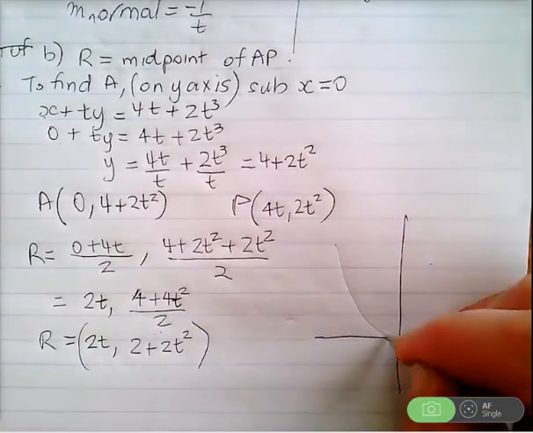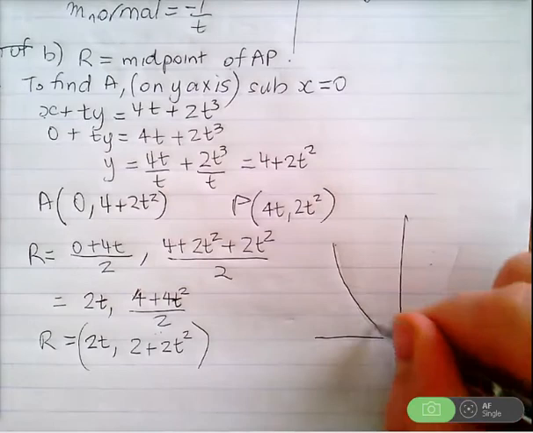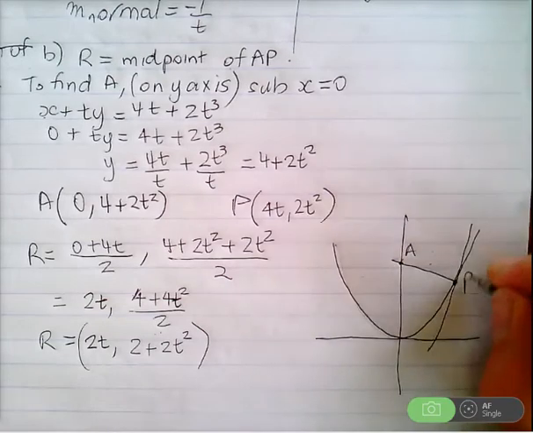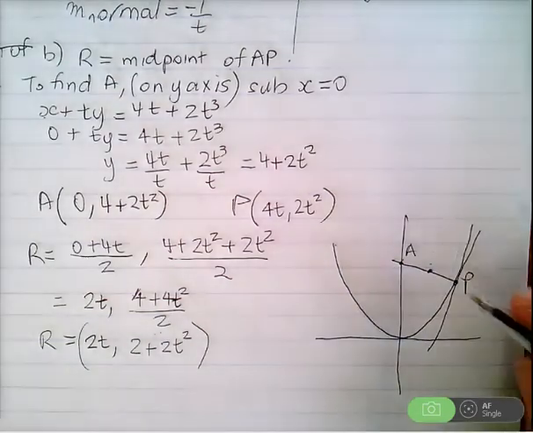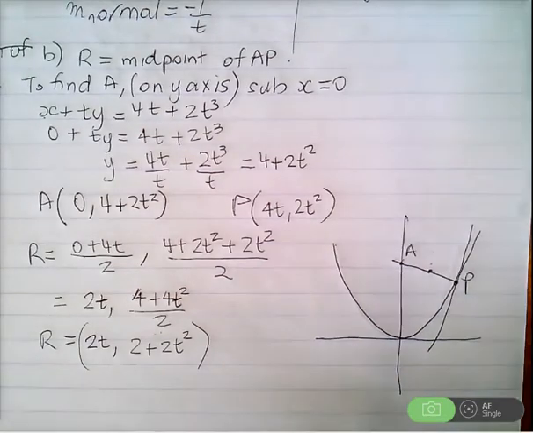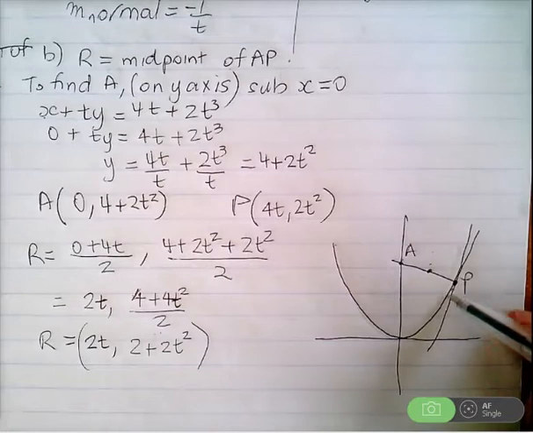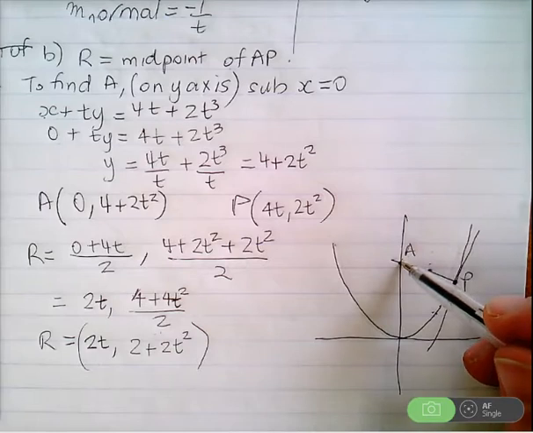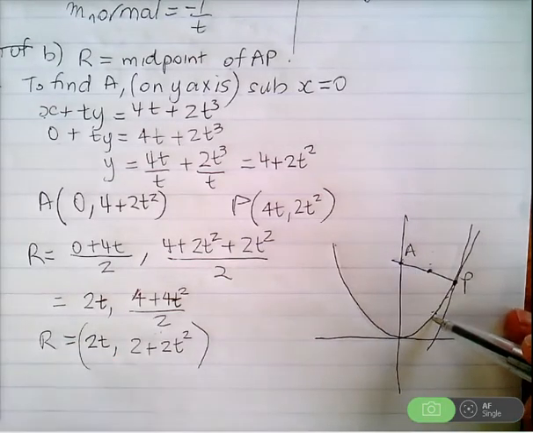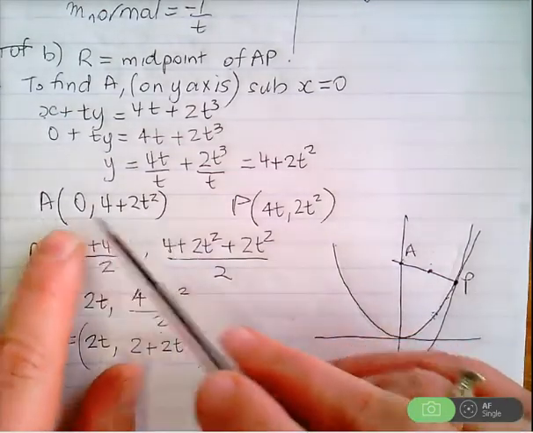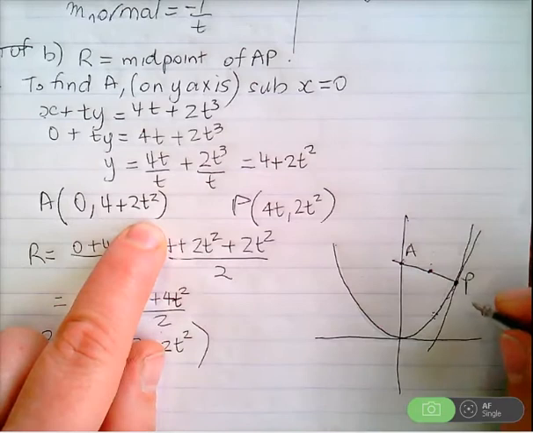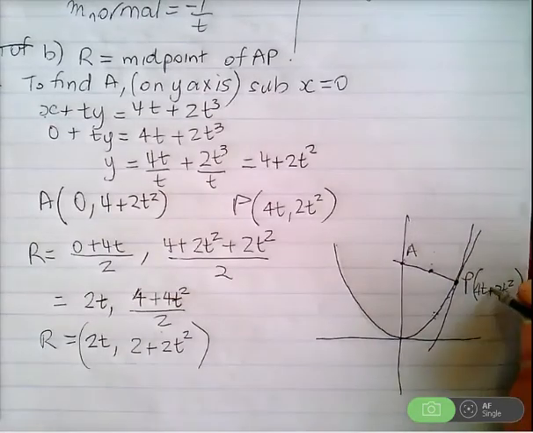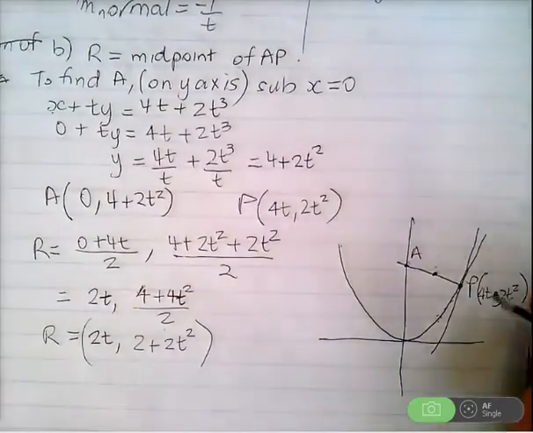Part C says, now, I'm going to draw it all again, because we can't see the diagram. We've got P, we've got A, we've got R. Now, you know that P is a variable point, which moves all the time. P can sometimes move down here, and A will change too, depending on the value of t, because A is 4 plus 2t squared. So as P changes, so will A, because P is (4t, 2t squared).